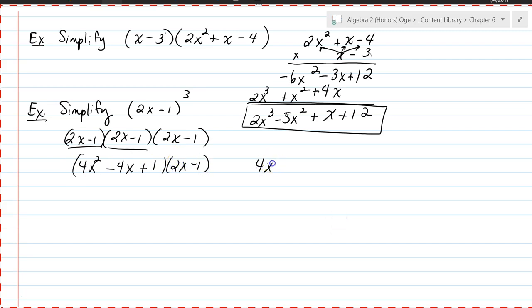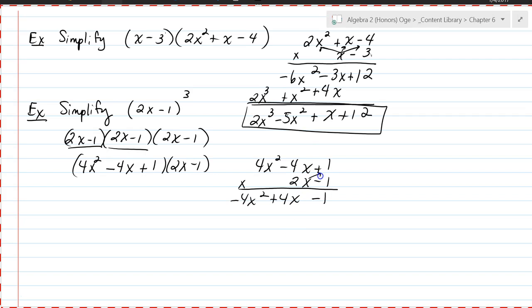So I'm going to set it up exactly the same way that I set up the last one. I've got a trinomial times a binomial. And I'm going to set it up to multiply so that I can line up my like terms. So let's see. I've got negative 1 times all three terms, and then 2x times all three terms. So I'm going to start with the negative 1. Negative 1 times 1 is negative 1. Negative 1 times negative 4x is positive 4x. Negative 1 times 4x squared is negative 4x squared.